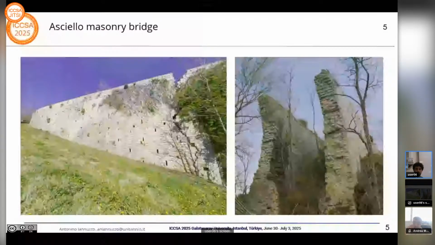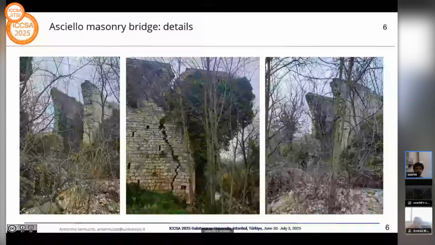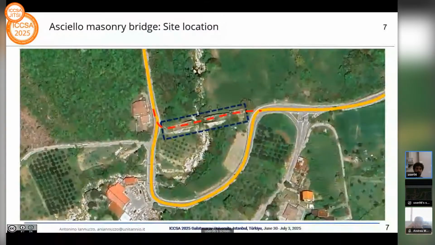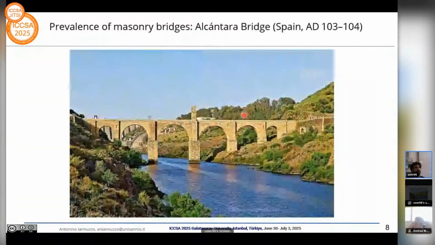So essentially, this bridge was connecting these two streets. This is what we can see from Google Maps. This is the remaining of the bridge, and the old street was passing through the valley this way. I'll go briefly to the introduction with the mechanics of this bridge.